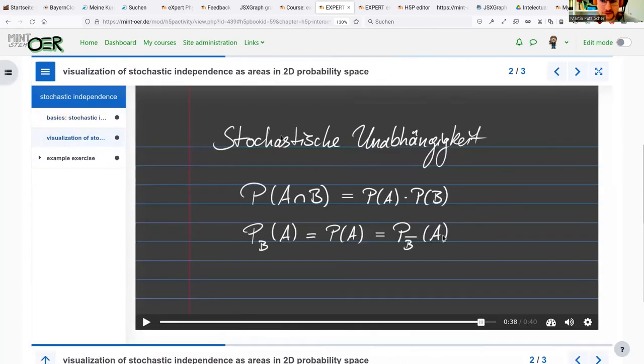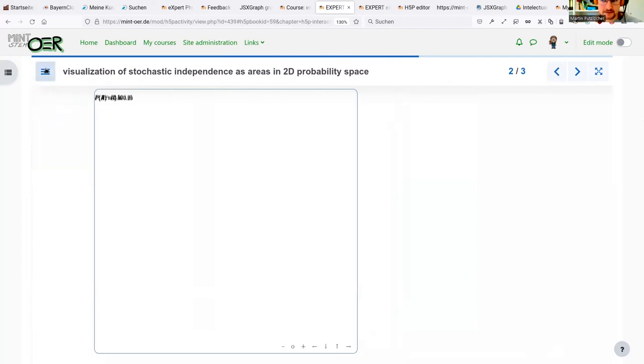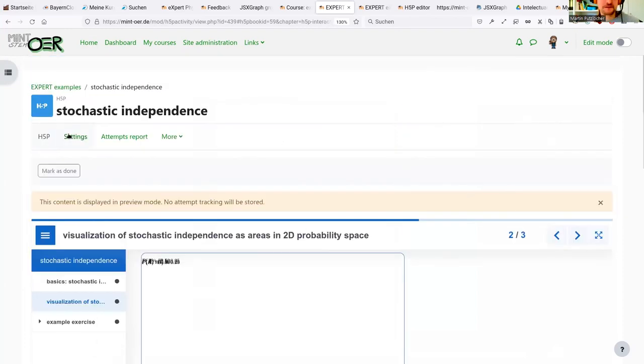So what did I do here? I know there is already an H5P element of JSXGraph, but it's not working yet with the interactive book. That would be my wish to the developers now.